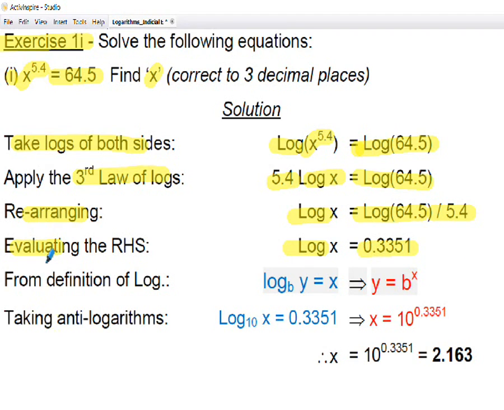I'm going to take anti-logarithms here. I've shown how to use a definition, but all you need to do on your calculator is do shift and the LOG key of the 0.3351, and you will get the answer of x is equal to 2.163.